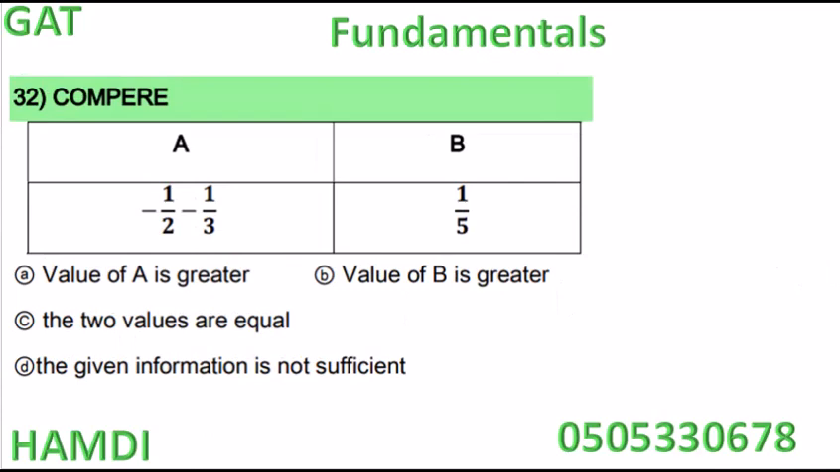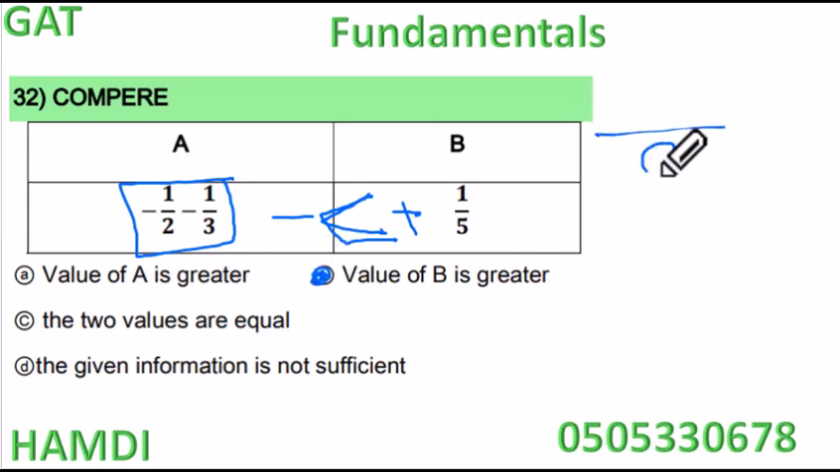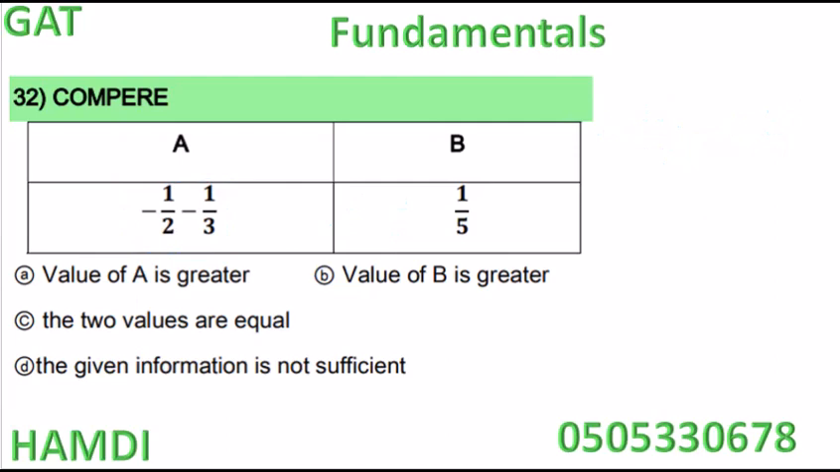In question number 32, negative 1 over 2 minus 1 over 3. This will be a negative value and here positive. So the positive value is greater than the negative value. The answer is B. Or if you want, here 6 over 2 is 3, here is 3, negative 3 minus negative 2 will be negative 5 over 6, which is less than 1 over 5. But directly, any positive value is greater than any negative value.